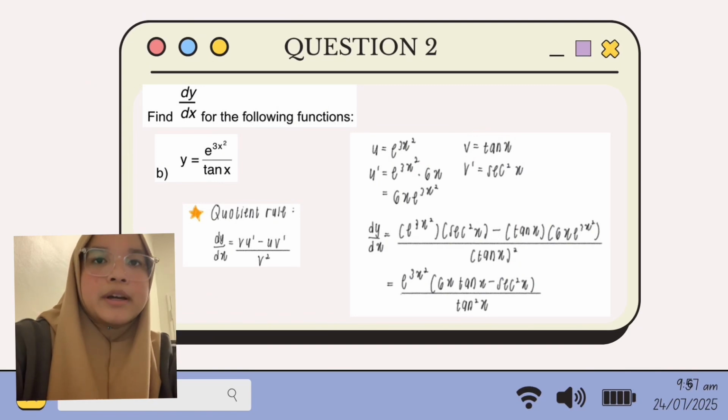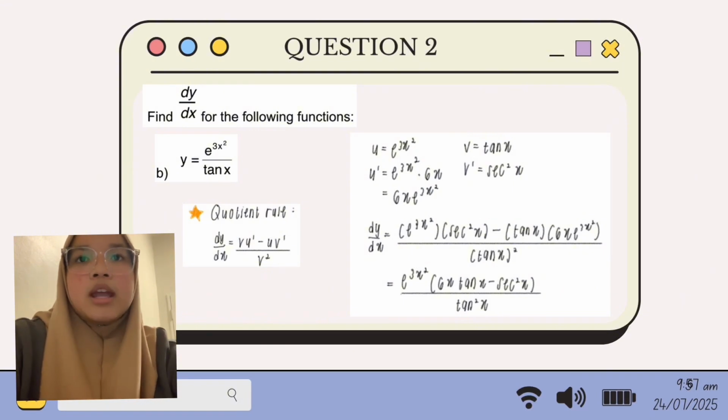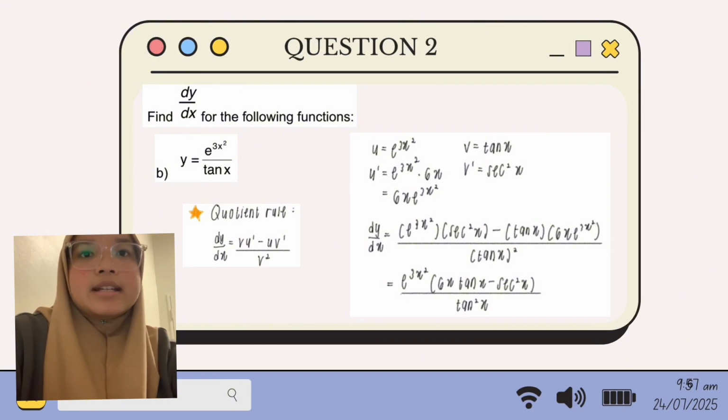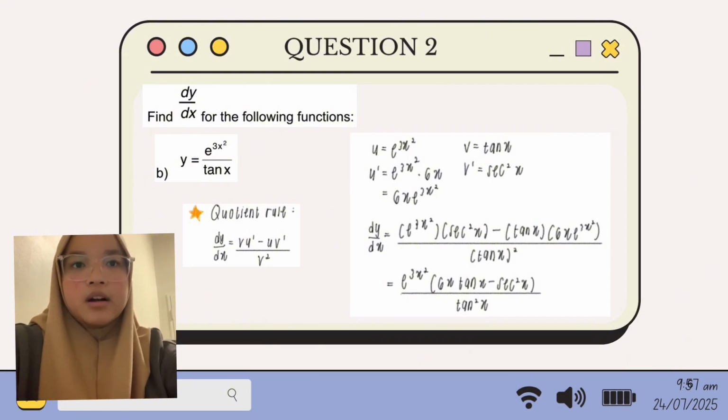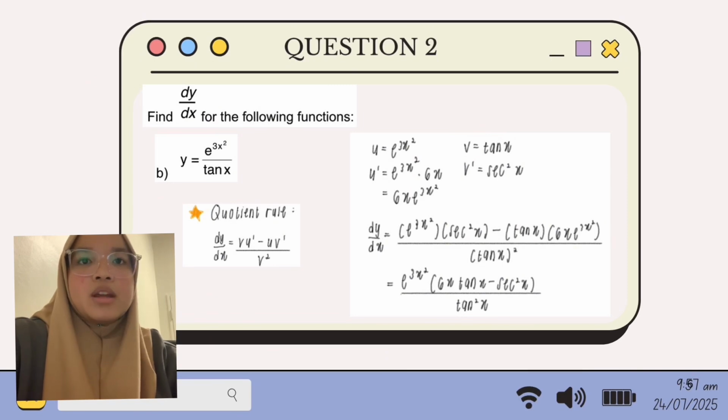Next, we need to find v prime. V is tangent x. Differentiating tangent x gives secant squared x. So we get secant squared x. Now we have all of the terms. We can substitute into the quotient rule. We substitute and we get e to the power 3x squared multiplied by secant squared x minus tangent x multiplied by 6x e to the power 3x squared, over tangent squared x. Then we simplify all of them. For the final answer, we get e to the power 3x squared, bracket 6x tangent x minus secant squared x, over tangent squared x.